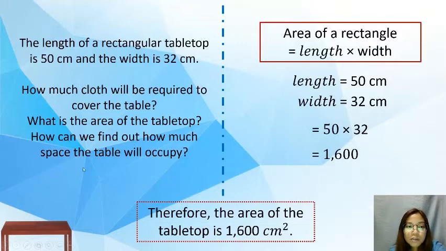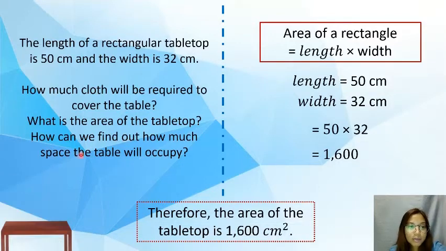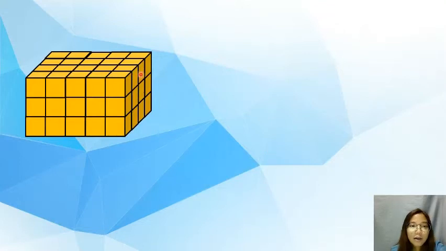Now, for the third question, you are asked how to find out how much space the table will occupy. So that means you're going to get the volume of it. But we don't know yet how to get the volume of a cuboid. So let's try to derive it using the area of a rectangle. So let's recall how to get the volume of this figure using unit cubes. Suppose that each side of this cube is 1 centimeter.